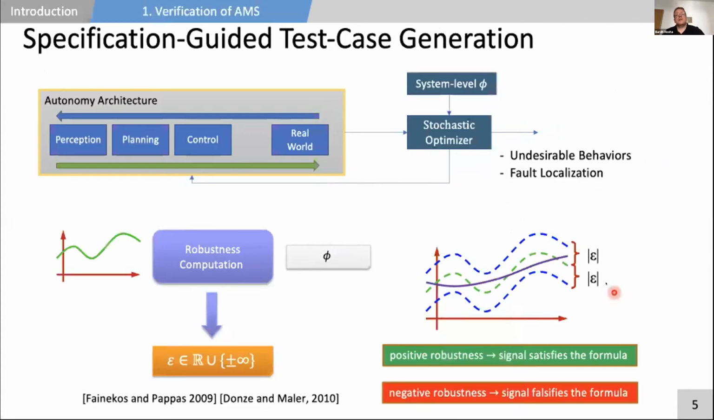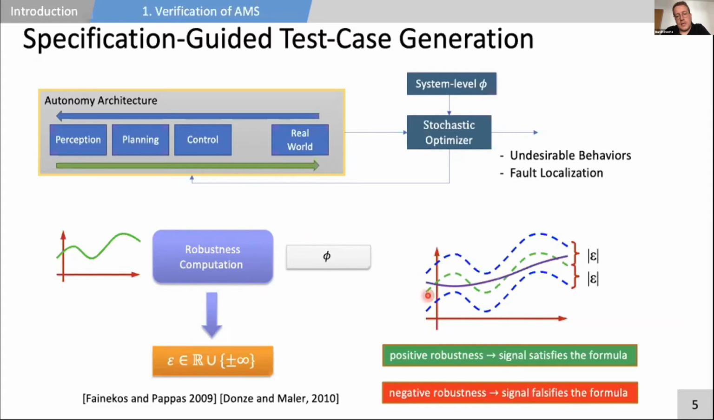So the way these systems work is that you have some simulation. You can have software in the loop or hardware in the loop components, and you generate an output behavior. This goes to a stochastic optimizer. You also take a specification. And in this stochastic optimizer, you can have a robustness computation engine, which takes the behavior and the specification and produces a value, which indicates how far you are from changing satisfaction valuation.